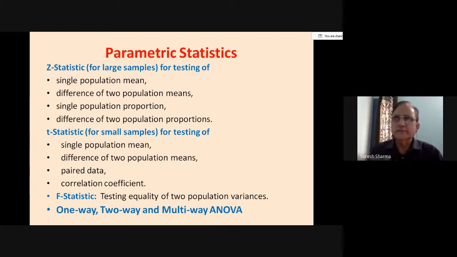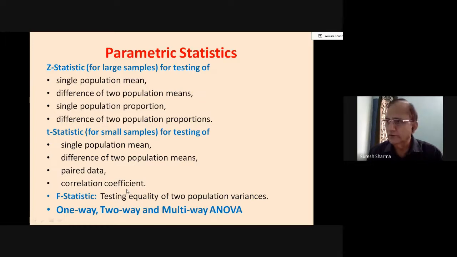Suppose I subtract the two, yi minus xi, and all the differences are 0. If all the differences are 0, do you think the medicine is effective? No, it was the same blood pressure, and after giving the medicine you are getting the same thing. So the differences are 0, so the medicine is not effective at all. So to check the effectiveness of the medicine, we look at the paired data.